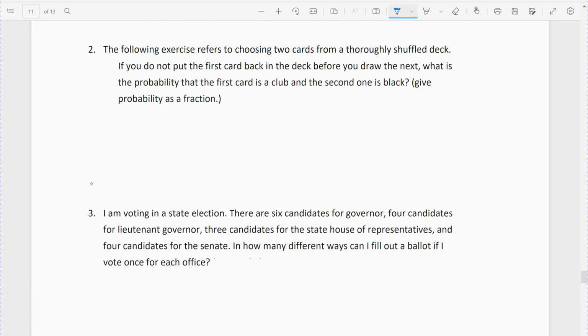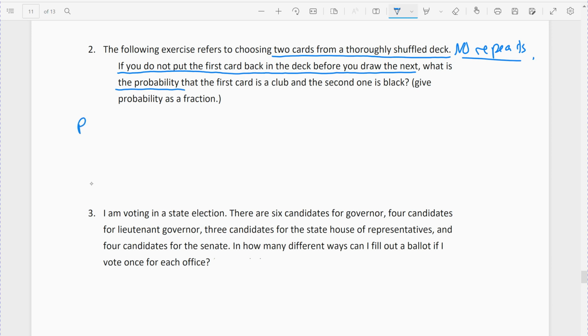Alright, the following refers to the choice of two cards. I tried to word these like the book does, or the web assignment, because the web assignment sometimes words things a little differently. The following exercise refers to choosing two cards from a thoroughly shuffled deck, meaning every card is randomly put in the deck. You do not put the first card back in the deck before you draw the next. So, no repeats. That's important. What's the probability the first card is a club and the second one is black? Give the probability as a fraction.